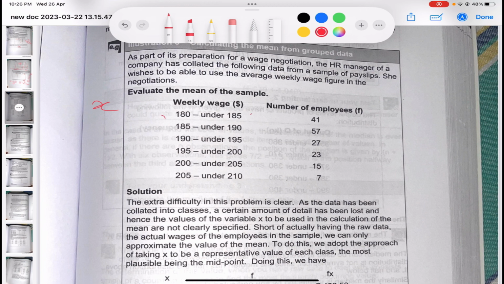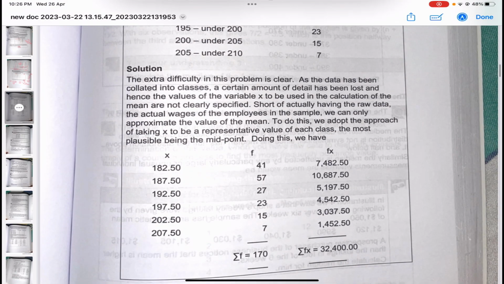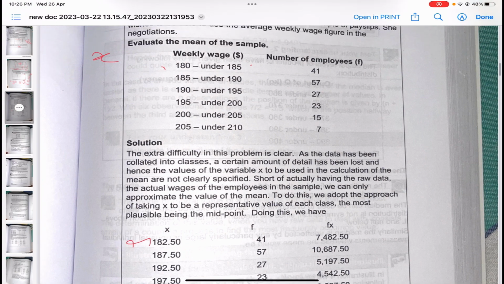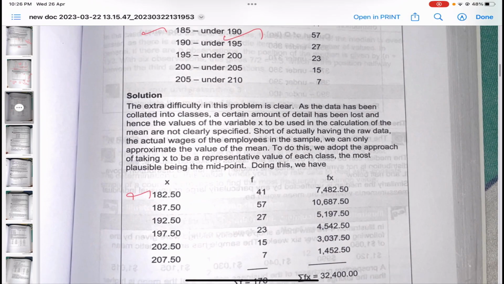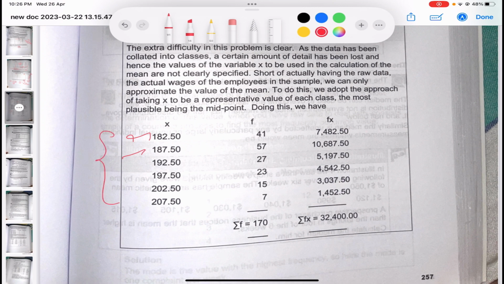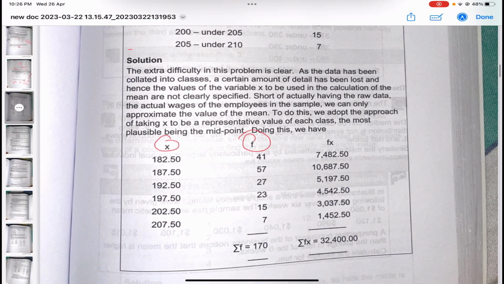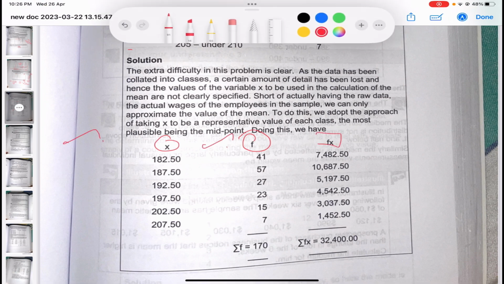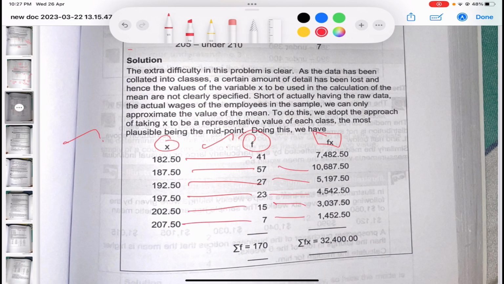So 180 plus 185 divided by 2, what is that going to be? 182.5. Try doing it with your calculator. 185 plus 190 divided by 2, we get 187.5. So that is how we are going to find out x. That is basically the midpoint, adding x1 plus x2 divided by 2. So now you got the x value, and the value of f is given from before, right? So now you have x with you, you have f with you. So fx is going to be the multiplication of the corresponding values. By doing that you get your fx, and now you know how to calculate your arithmetic mean.